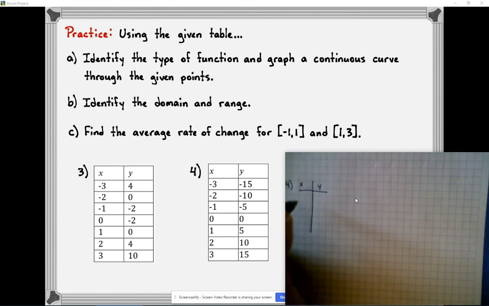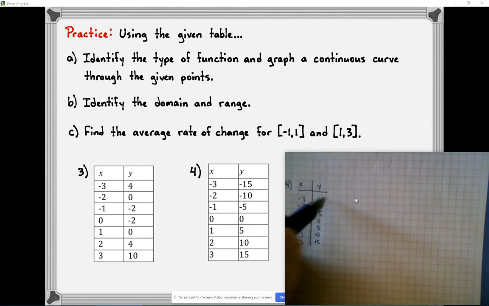I'm realizing that this lesson is going a little bit long. This is going to be the last thing we're going to do here. 1, 2, and 3. So negative 15, negative 10, negative 5, 0, 5, 10, and 15.